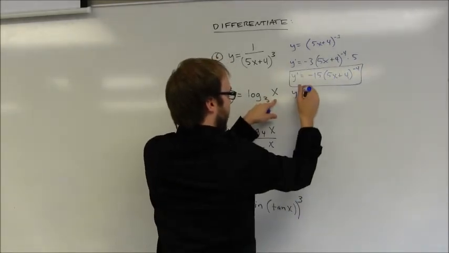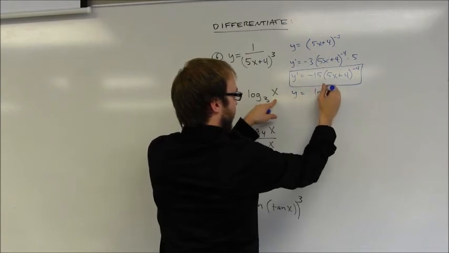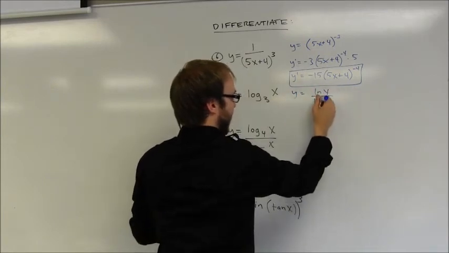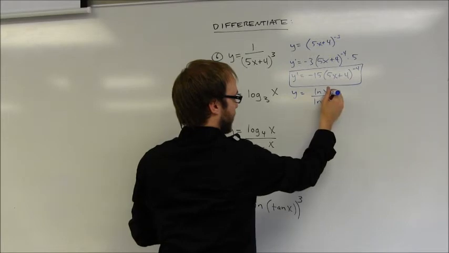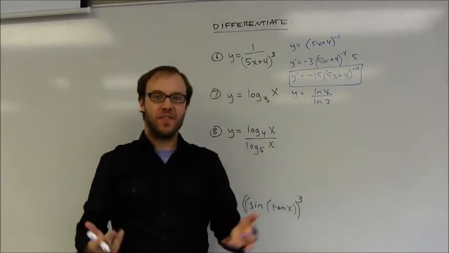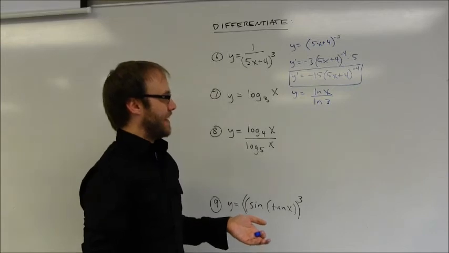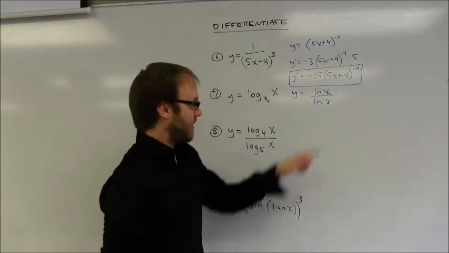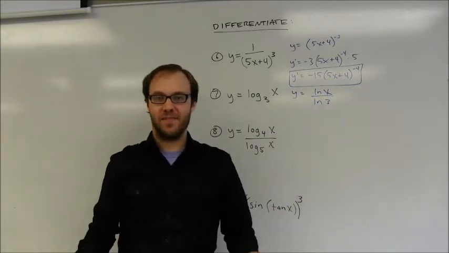Answer there. The natural log of x divided by the natural log of 3. And keep in mind, you look at this and you think, this is going to be a quotient rule problem. This is not a quotient rule problem. The natural log of 3 is a constant.